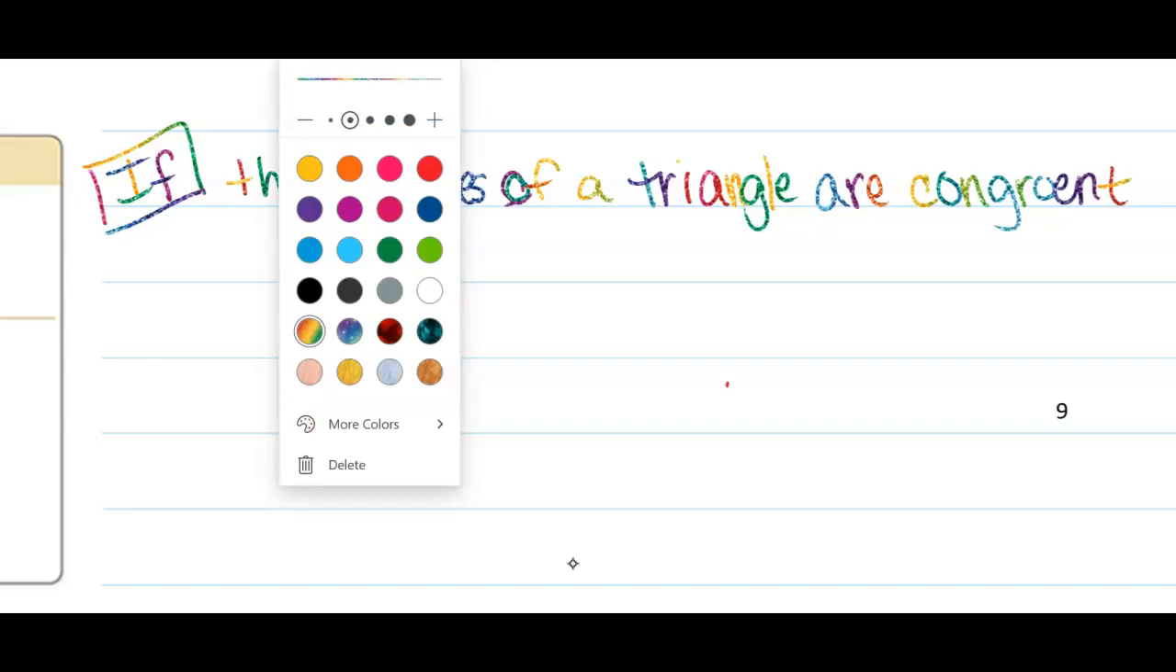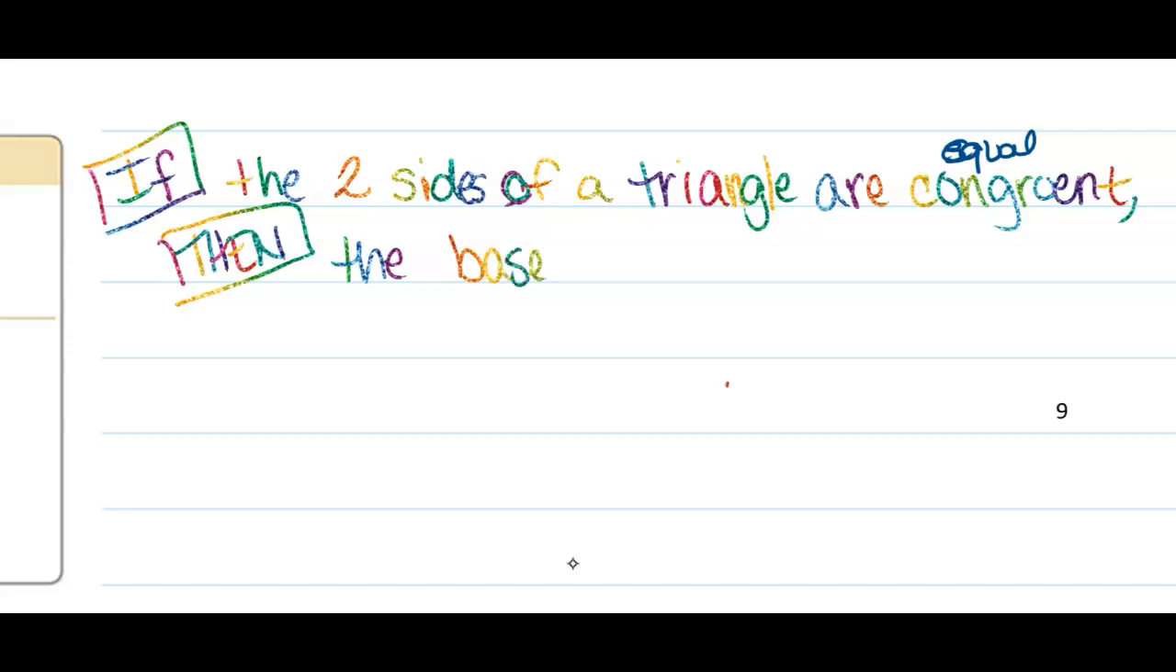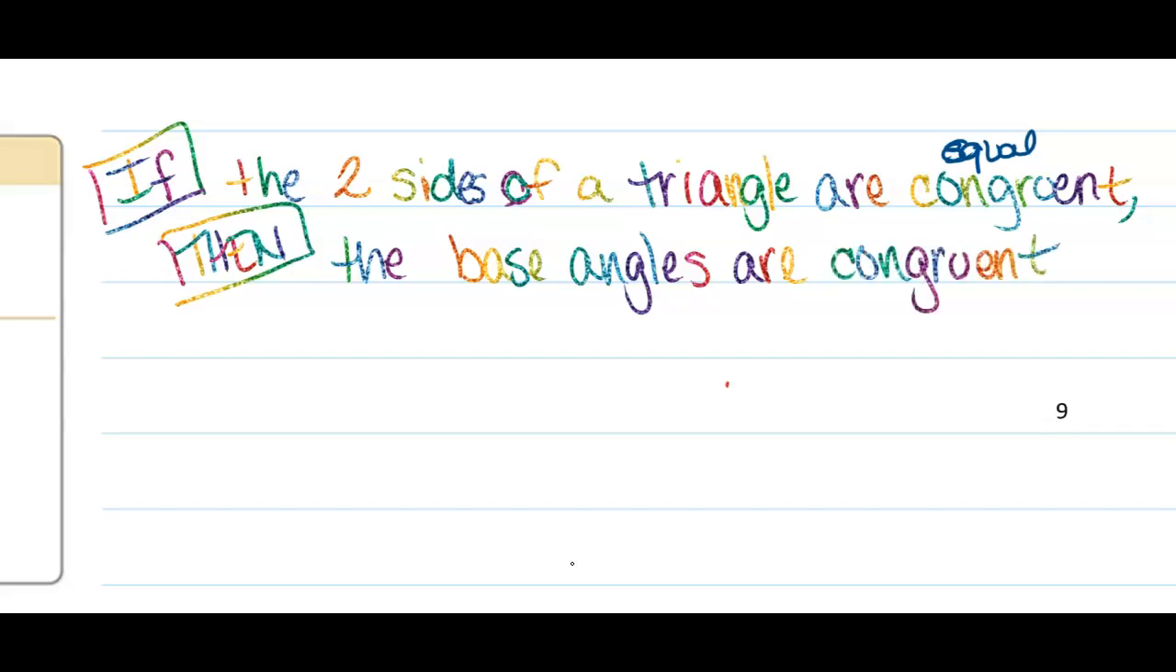And if you don't like the word congruent, if it just confuses you because it's a new word, you can put equal. If it makes more sense, if your brain accepts it a little bit easier, if the 2 sides of a triangle are congruent or equal, yes, then the base angles are also congruent. And again, if you don't like that word congruent, use equal.